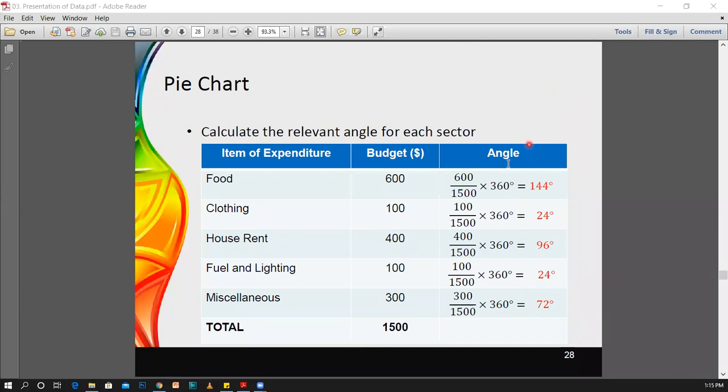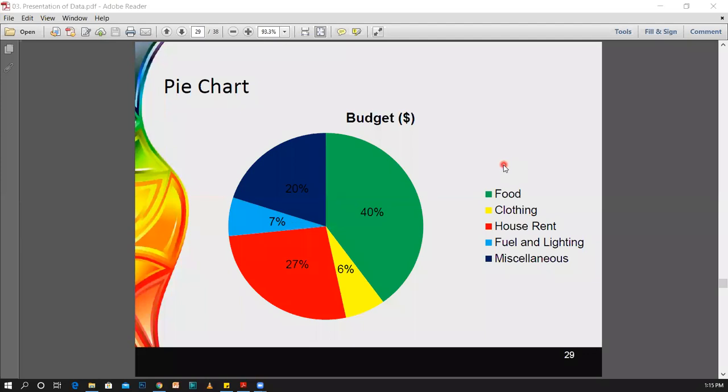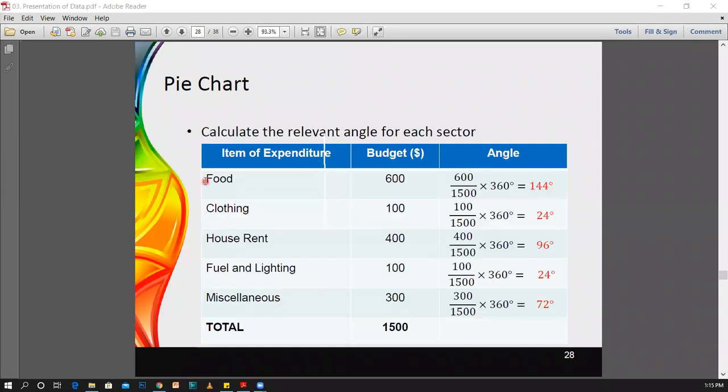After identifying the associated angles for each category or each sector, you can start constructing the pie chart. When constructing the pie chart, first of all you can start from this point. I will start it from this point. This is where I am going to start drawing the pie chart. Then what I can do is, the angle associated with food is 144 degrees.